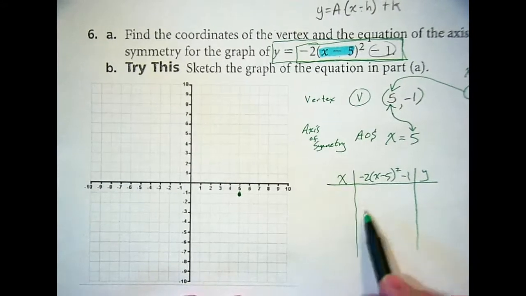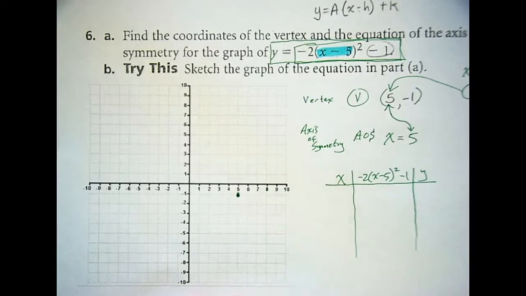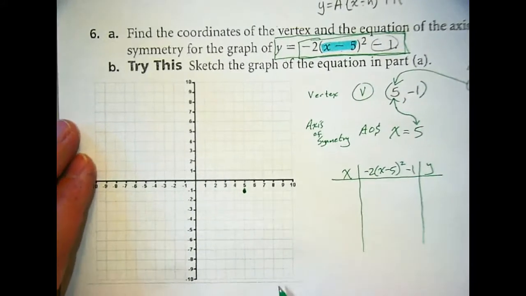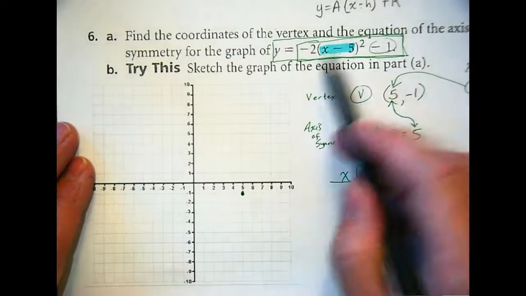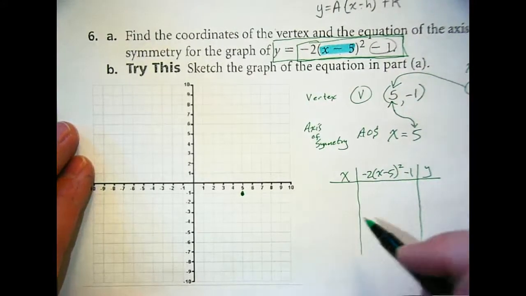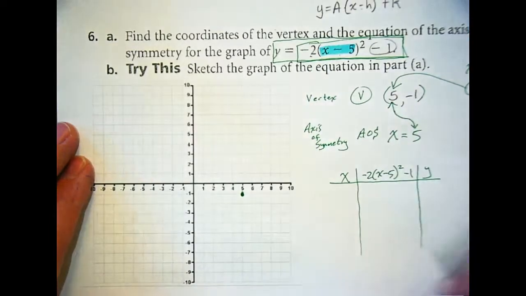Called plug and chug there. All right, I know the vertex is at (5, -1). We know that this graph, is it opening up or down? Down, because a is negative. Yeah, so this graph is going to go downward. I know the vertex is at (5, -1). I know one of my values.